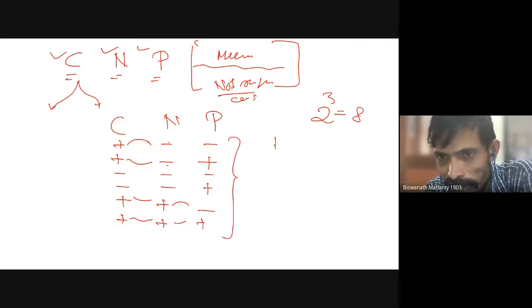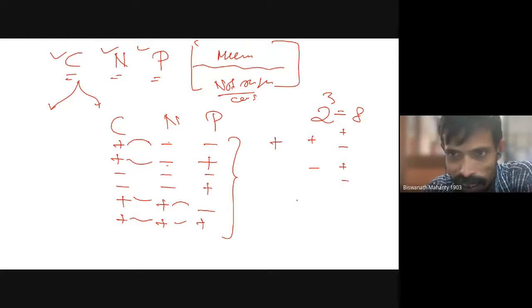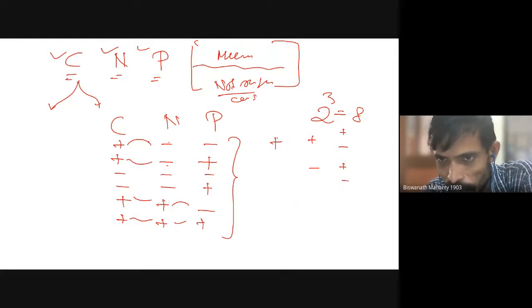So for plus, I can have plus, I can have minus. For this plus, I can have plus, I can have minus. I can have plus, I can have minus. Okay, so you got the point. For plus this, for minus this. And for minus also, I can have plus, minus, plus, minus, plus, minus. So other things you can automatically do. I need not tell.